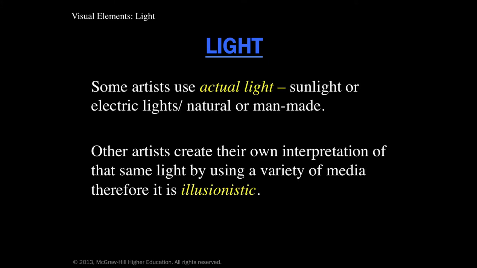Now, when we talk about art and talk about light, you can divide it into two parts. The actual light, sunlight, electric light. I refer to that as natural or man-made. But now, two-dimensional artists have to depend on their ability to create that illusion, that interpretation of how light would look in reality when it is conveyed on the canvas.